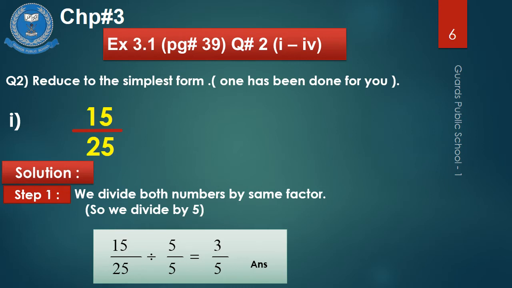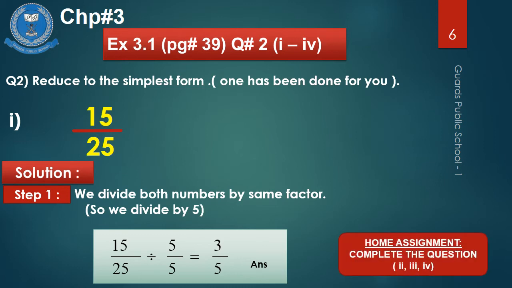It means that 3 upon 5 can no longer be divided by any table, because these are prime numbers and they cannot be divided further by any number. I hope you all understand. Now there are also some home assignments of question number 2, that is 2, 3 and 4, because 1 I have done for you.